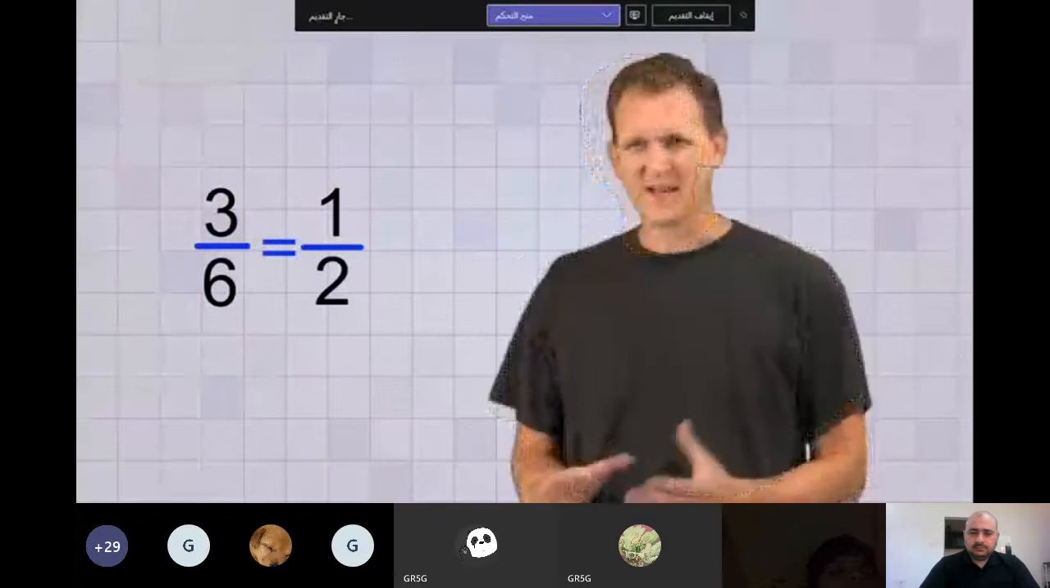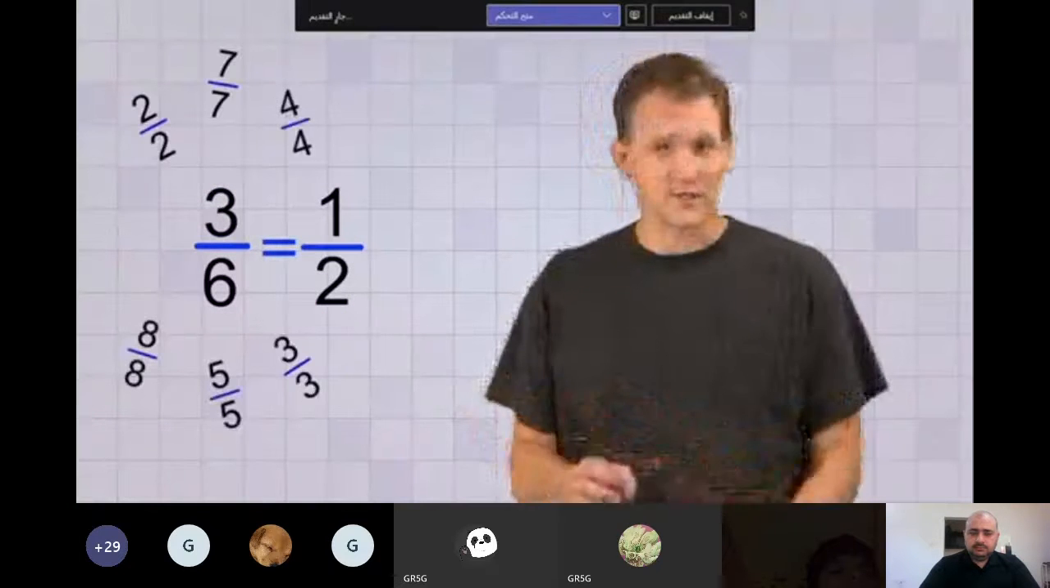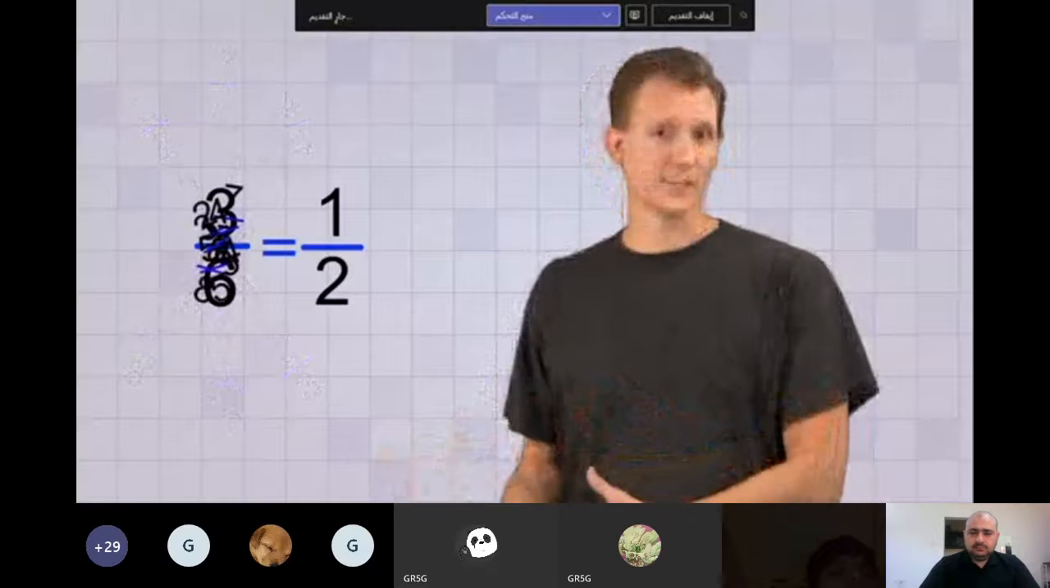Another way of thinking about it is that we're trying to find any whole fractions that are hiding in the fraction we're trying to simplify.